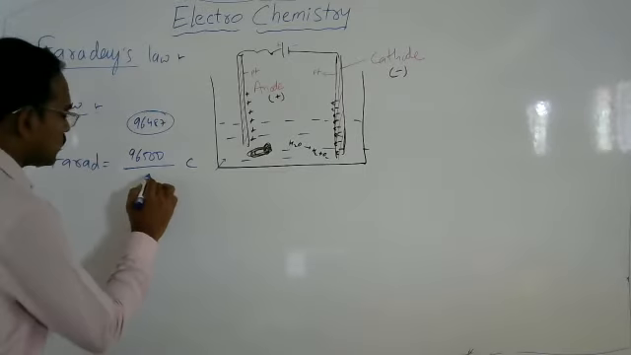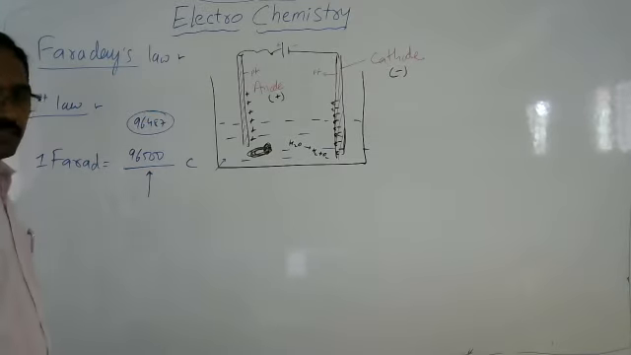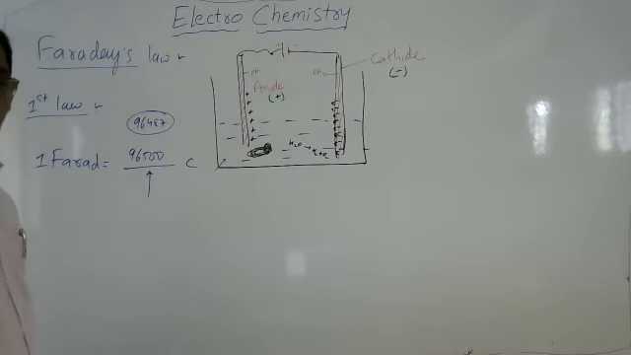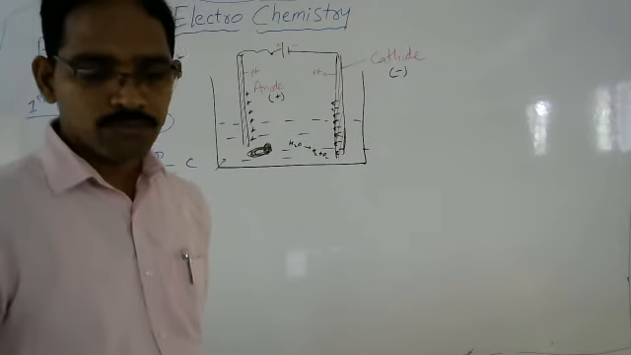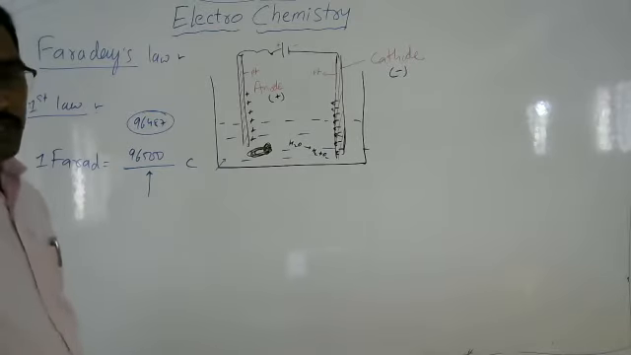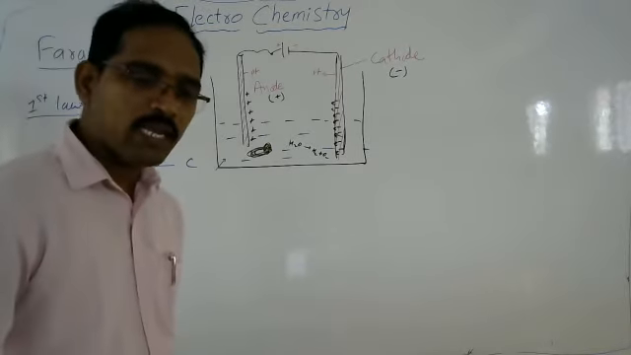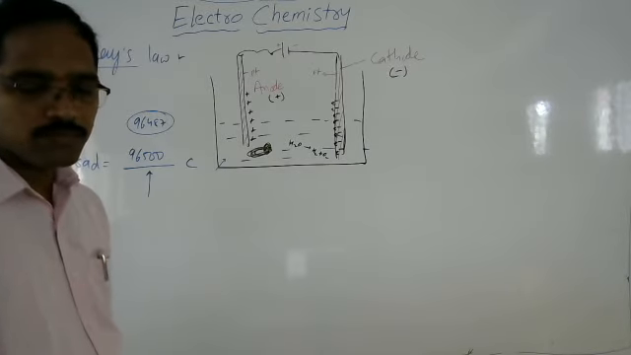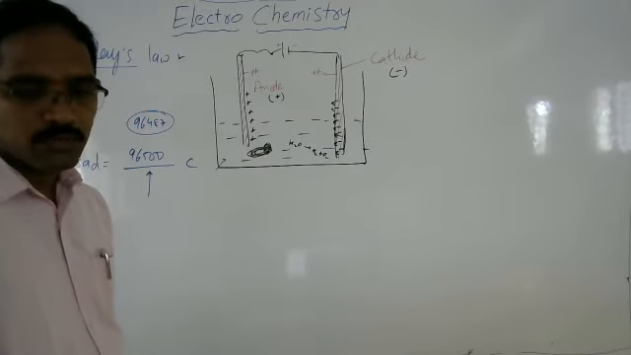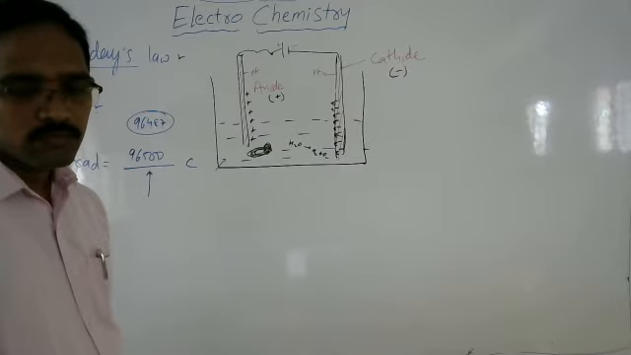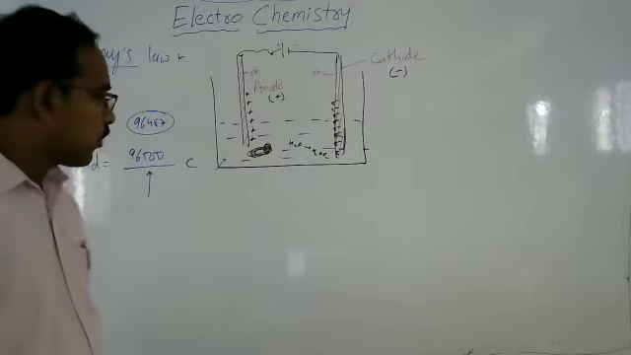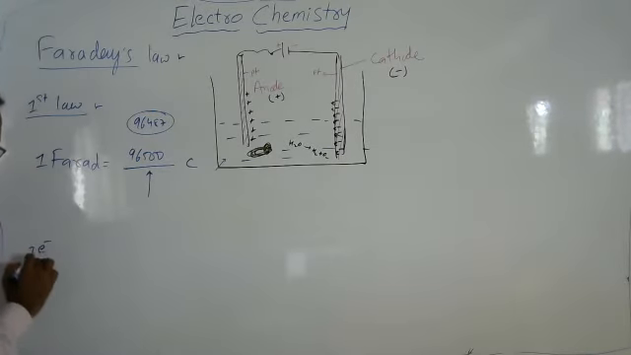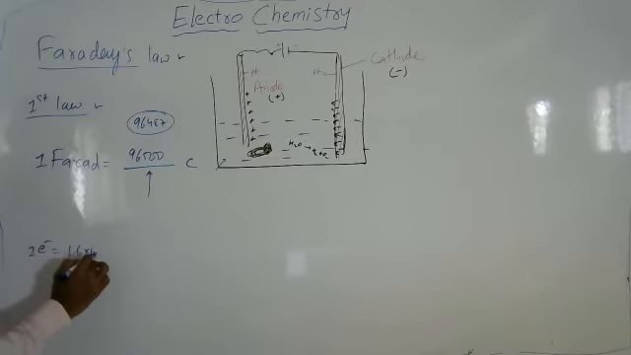How did we get this value of coulombs? In chemistry, 96,500 coulombs is equal to the charge of how many electrons? Electron also has some charge, right? One electron charge is how much? 1.6 into 10 power minus 19 coulombs.